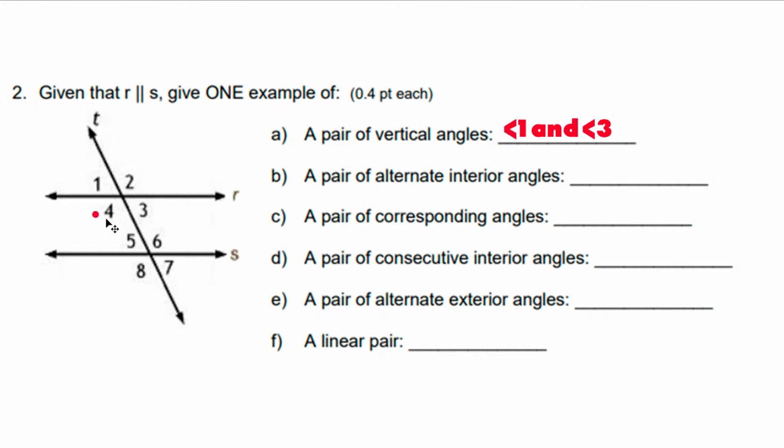A pair of alternate interior angles, okay? Could be angle 4 and angle 6. These two right here. Let me go ahead and write down angle 4 and angle 6. A pair of corresponding angles. It could be angle 6 and angle 2. Okay, angle 2 and angle 6. Here's corresponding.